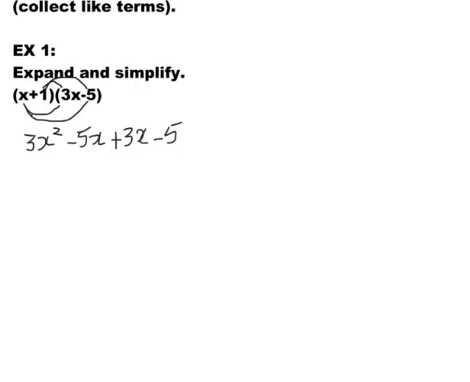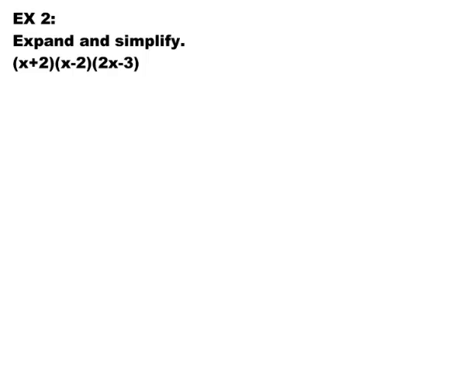Now, there is no like term to 3x squared, so we get 3x squared. Negative 5x and 3x gives us negative 2x, and then we are left with negative 5 too. So the final answer is 3x squared minus 2x minus 5. Let's say we have to do x plus 2 times x minus 2 times 2x minus 3.